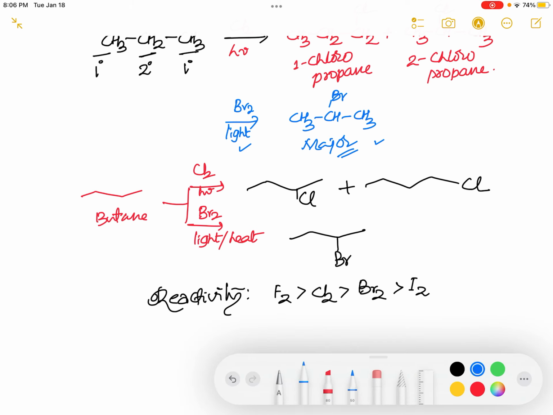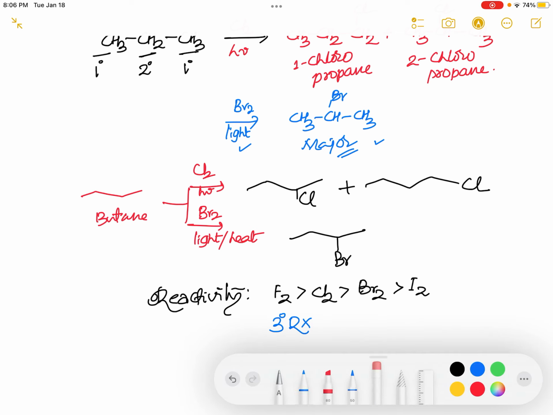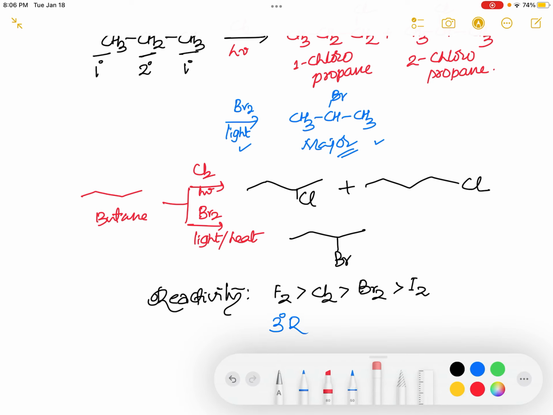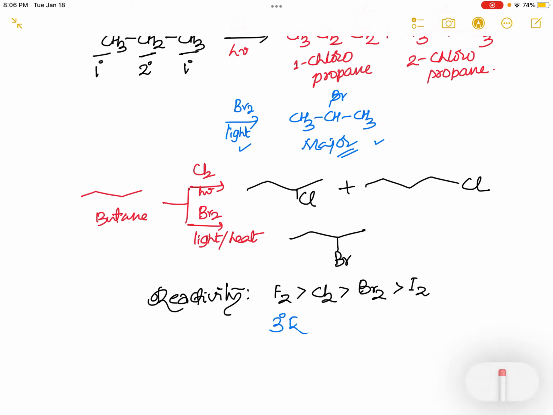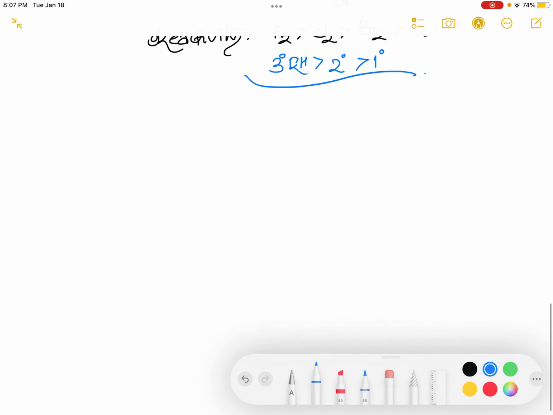And when you see the reactivity order of alkanes, sorry, tertiary, then secondary, then primary. This is the reactivity order. So what type of questions can be asked?